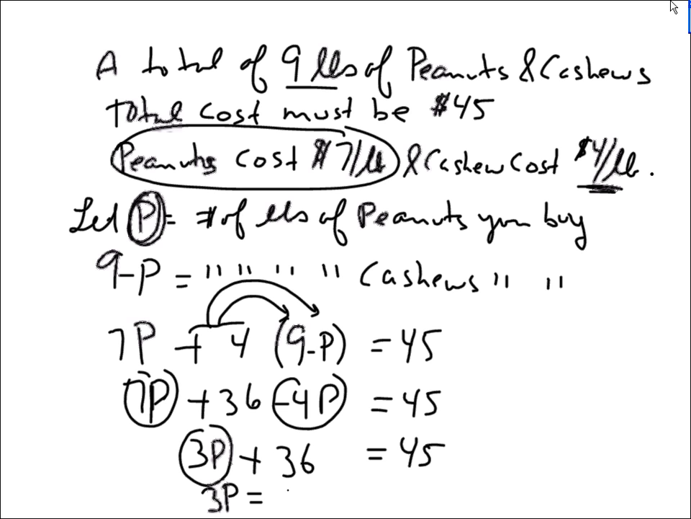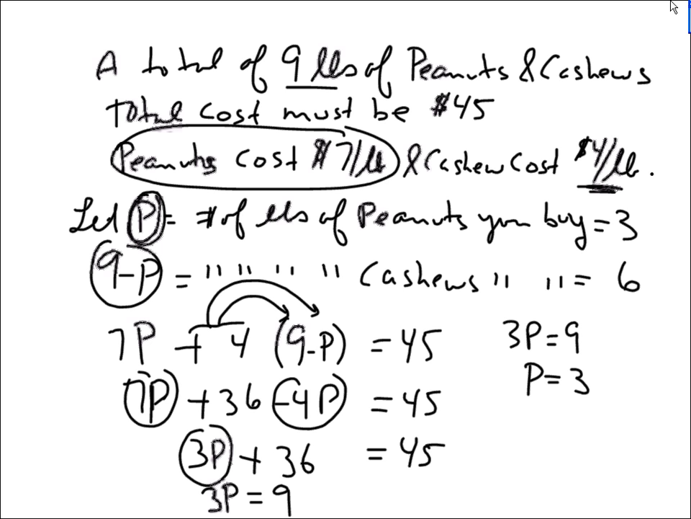3p must be 9. Well, if 3 times some number is 9, that number, which we're calling p, must be 3. So the number of pounds of peanuts you buy is 3, and 9 minus p, that is 9 minus 3, is 6. That's the number of pounds of cashew nuts you buy.